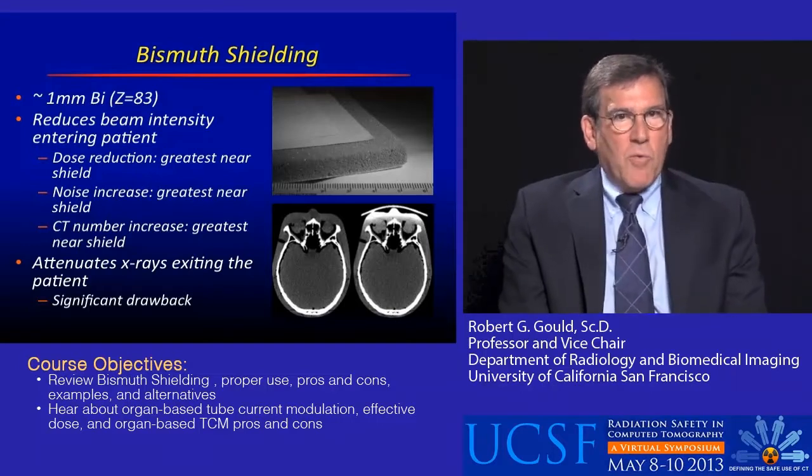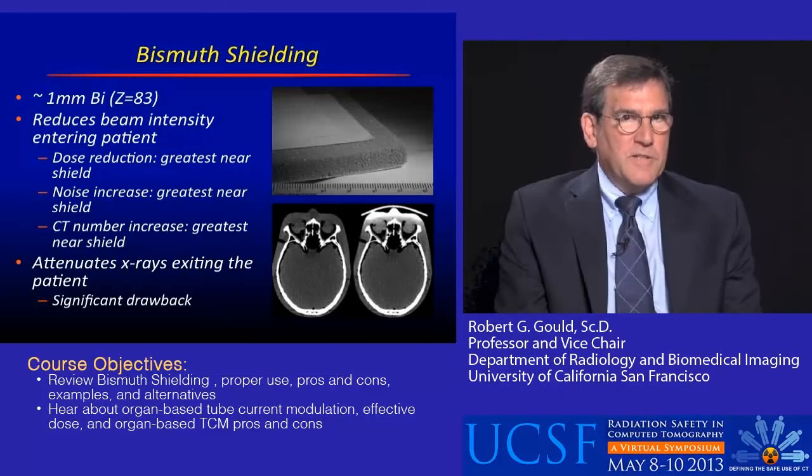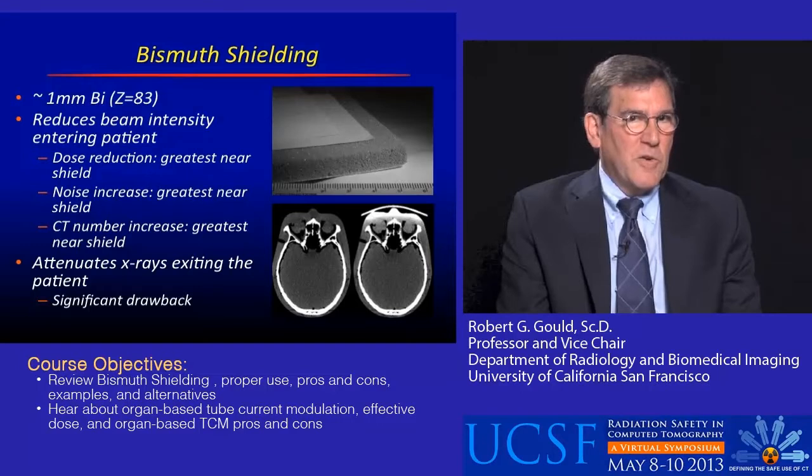The problem, or one of the drawbacks to bismuth shielding, is it does also attenuate X-rays exiting the patient. So this is a significant drawback because these exit X-rays bear information. That's the beam that's going to be used to form the image. And you really don't want to be attenuating those. So attenuating X-rays on the entrance surface can reduce dose. Eliminating them on the exit surface doesn't have any effect on dose, but has an effect on image quality.